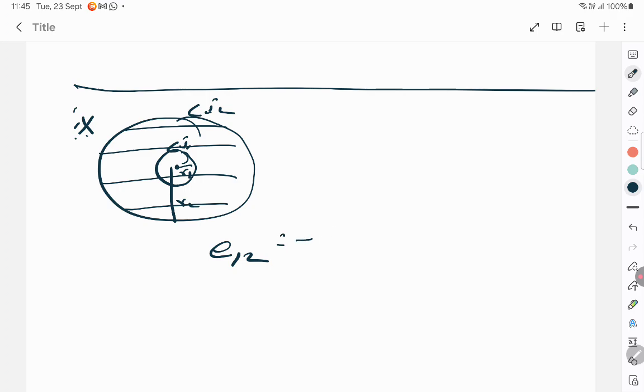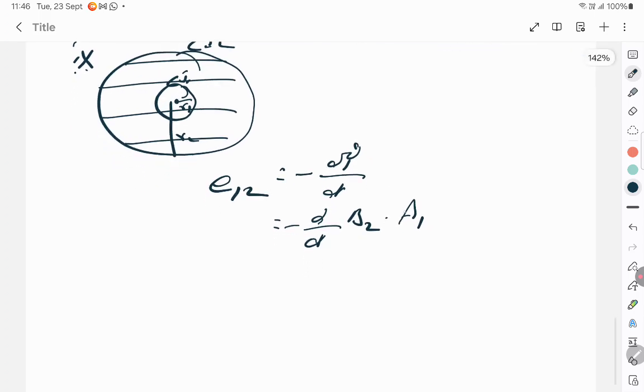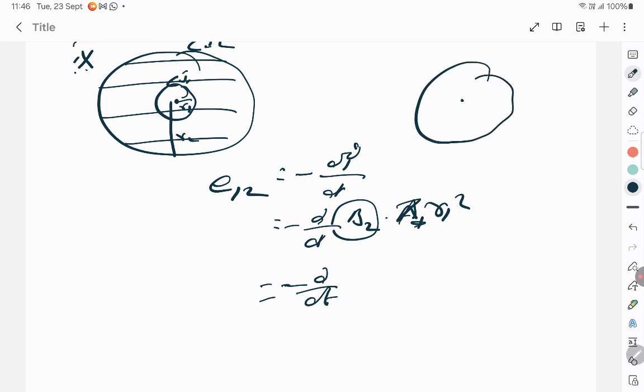Because it's just emf equals minus d phi by dt, which is minus d by dt of the magnetic field of the outer coil and the area of the inner coil, which is pi r1 square. Magnetic field of the outer coil, you can't write the solenoid's formula, because this is not a solenoid, this is a circular coil. You know how many students will continue to write it as a solenoid and lose marks? What is the magnetic field at the center of the circular coil?